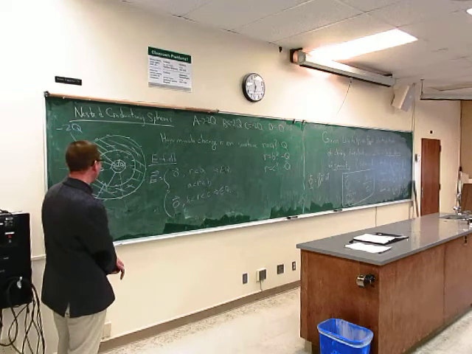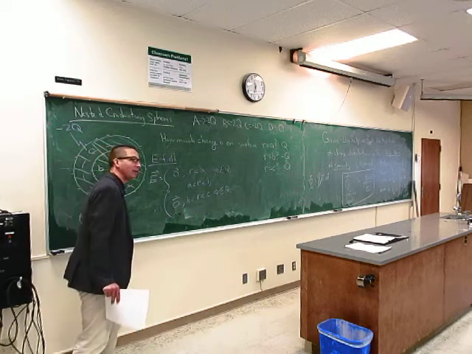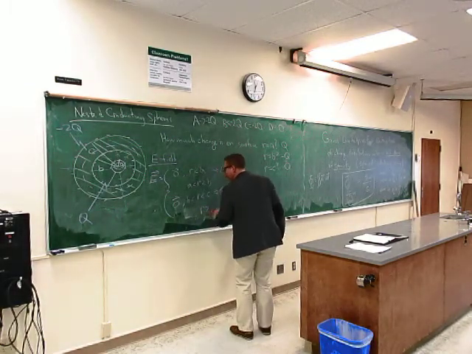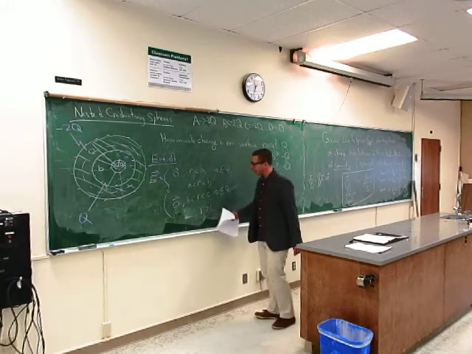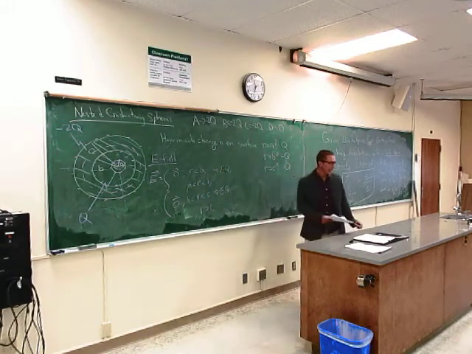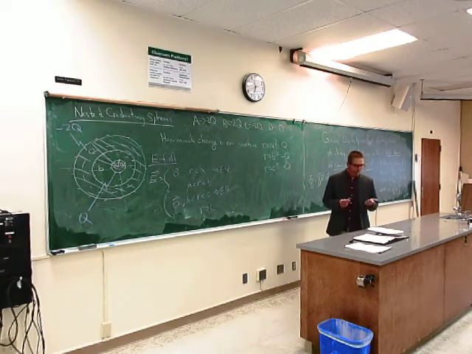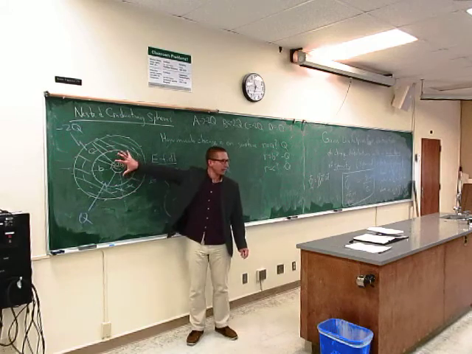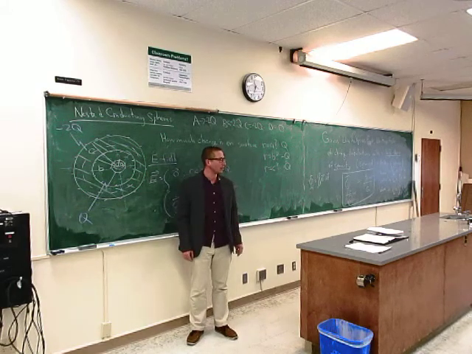So now, let's calculate the electric field in two other regions: R greater than C and R between A and B. We can do that just by using Gauss's law again. If I want to find the electric field in this region right here, I just have to create a Gaussian surface in that region.